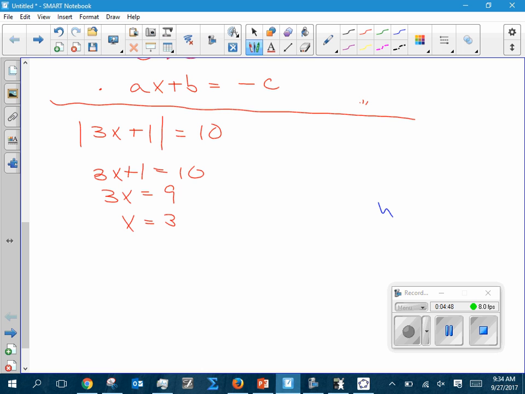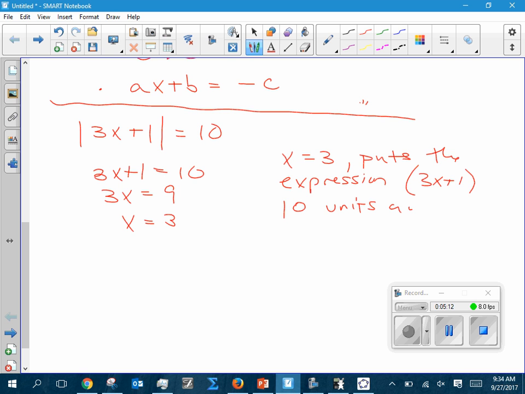So what that does is that quantity, x equals 3, puts the expression 3x plus 1 10 units away from 0.